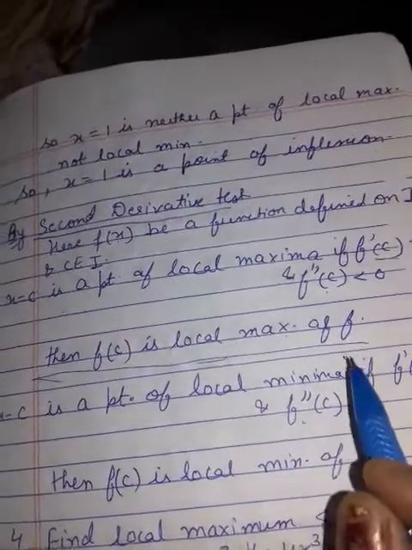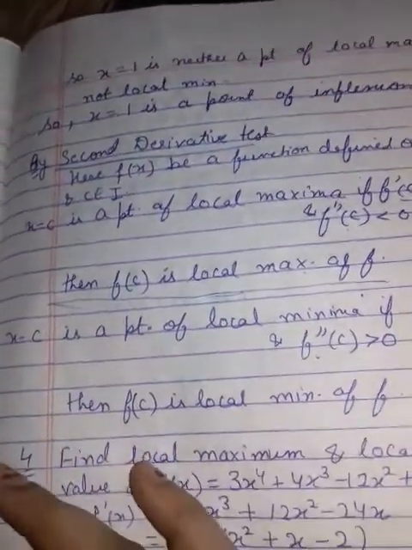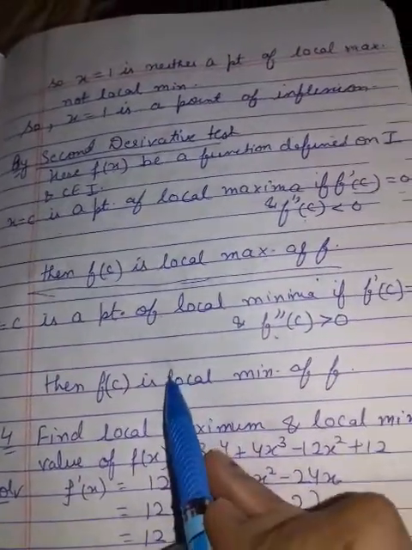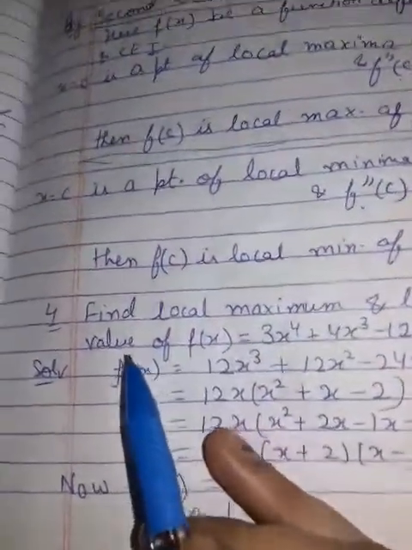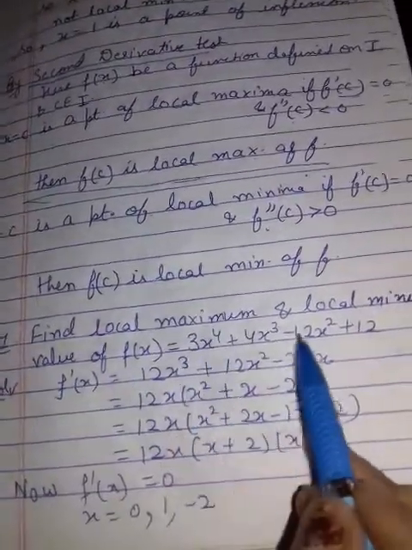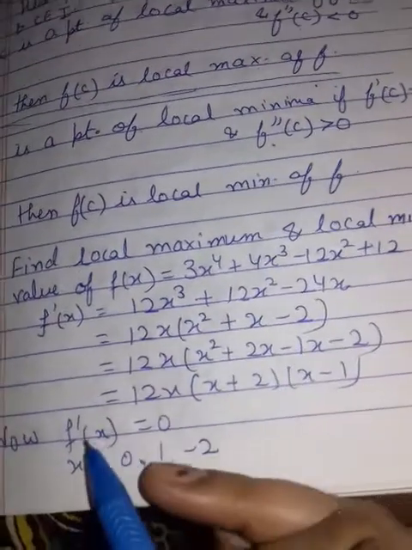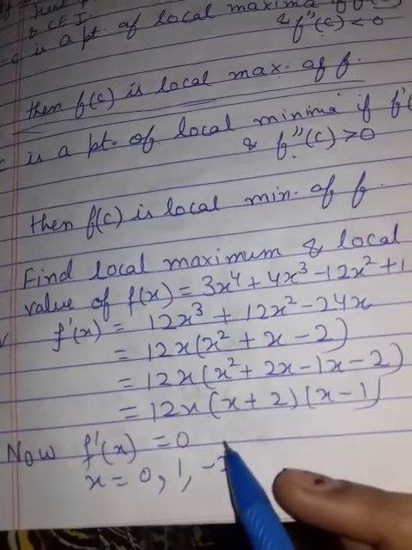Meaning opposite: greater than means minimum, less than means maximum. So in the same manner we will see. Now we will do the example. Find the local maximum and local minimum value of the function. Firstly we will take the derivative, then you will put your f dash x equal to 0.